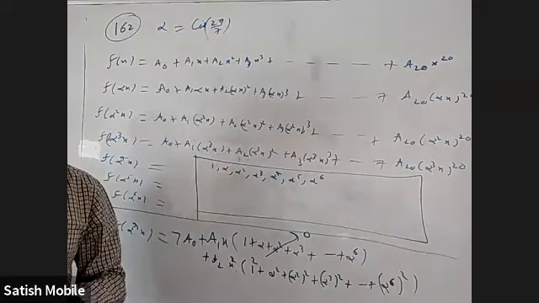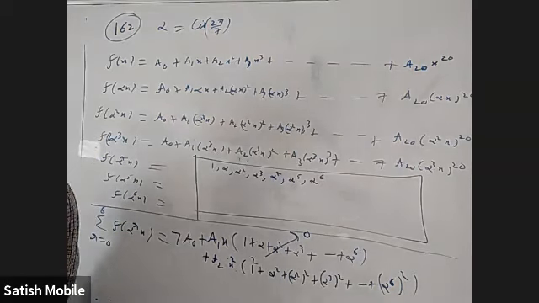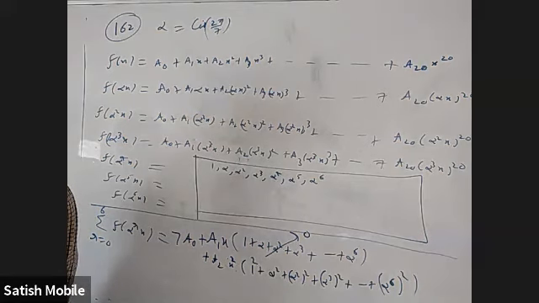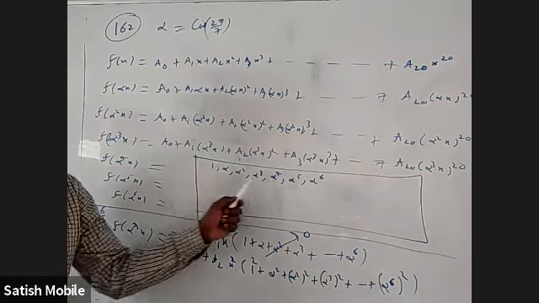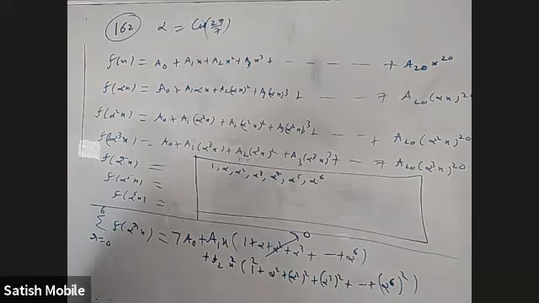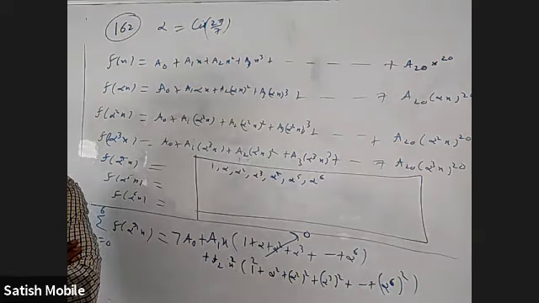Anybody want to tell a proof of that? Sum of nth roots of unity is 0. How will you prove that? Any answer? These are all 7th roots of unity. Why should their sum be 0 first of all? Online, anybody want to answer?